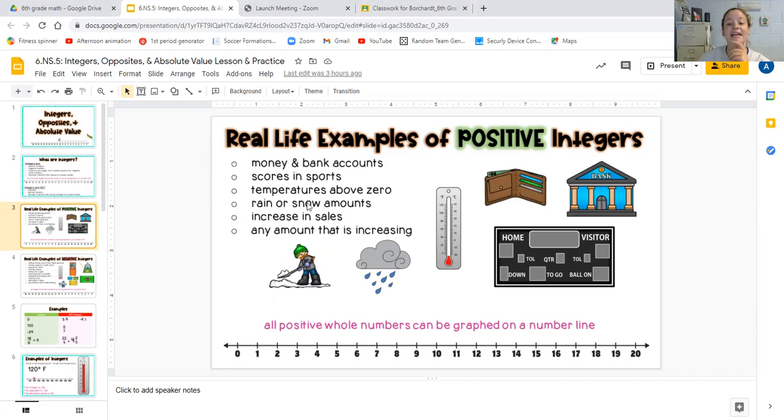All right, we have increase in sales. That means you're selling more. Say one day you sold 5 cookies, and then the next day you sold 10 cookies. You have a positive 5 in those sales. Any amount that is increasing. Remember those keywords. Yesterday we used the word increasing, and that meant that the number was getting larger. So that is a positive number. Remember, when we're talking about positive numbers, they can still be graphed on that number line, and they're numbers that are to the right.